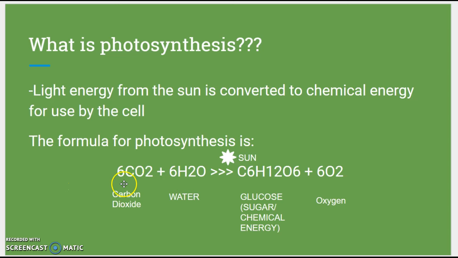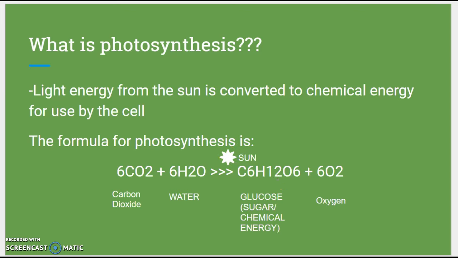Okay, so the first thing we need is carbon dioxide, and that's actually what you breathe out. So without us, plants would not be able to survive. They need our carbon dioxide production in order to do photosynthesis. The next things they need are water, H2O, and sunlight. Without the sun, this process does not work. So they need all three of these things in order for photosynthesis to take place.